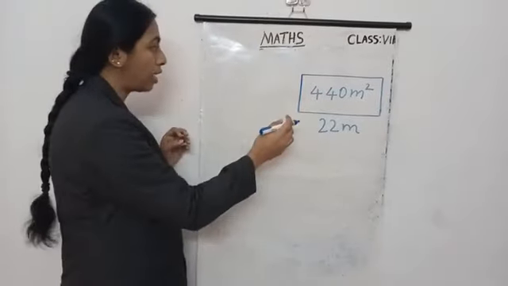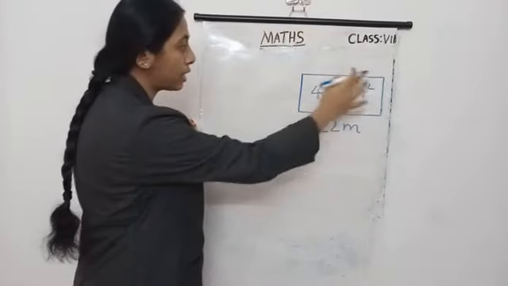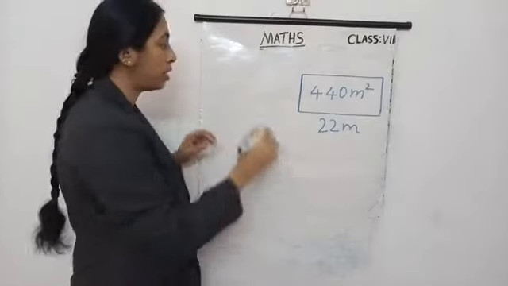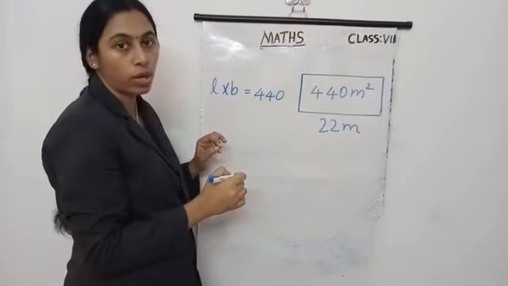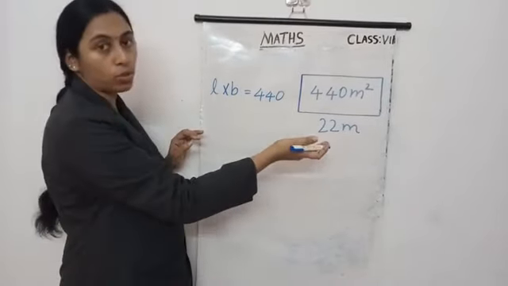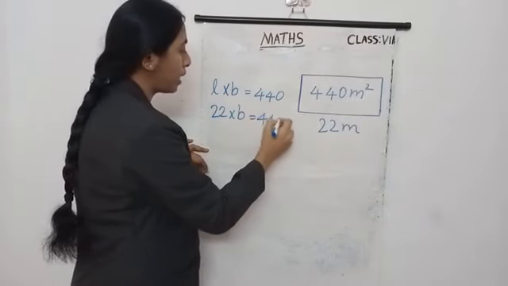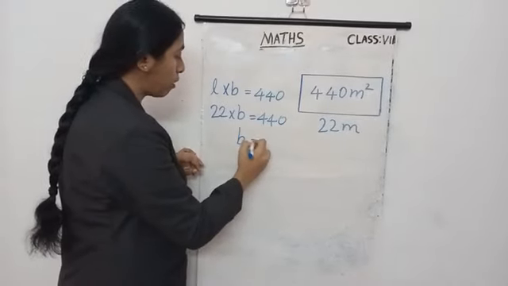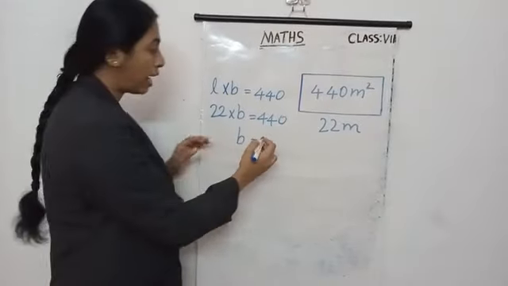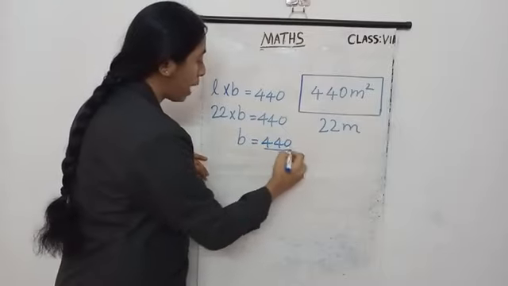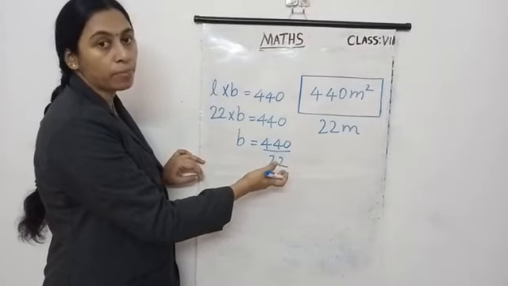Okay. So let's start. What is the formula for area? Area is equal to length into breadth. This is a rectangle. So area is length into breadth. So length into breadth is equal to 440 meters square. Okay. Now given length. So substitute that value here. 22 into B is equal to 440. Now B is equal to, the same way like last question, transpose this 22 to the right hand side. 440 by 22. Here multiplication. So this side this will become division.